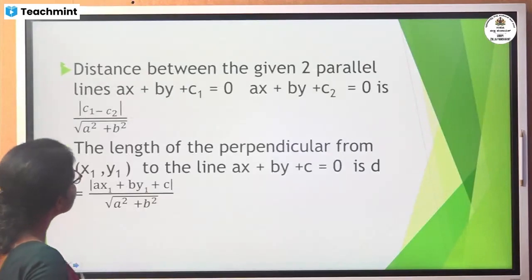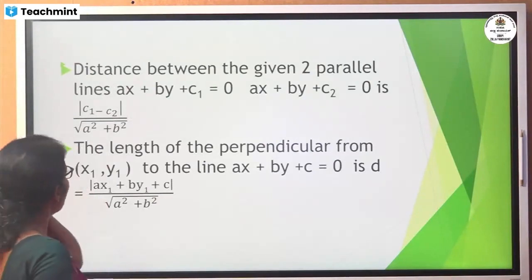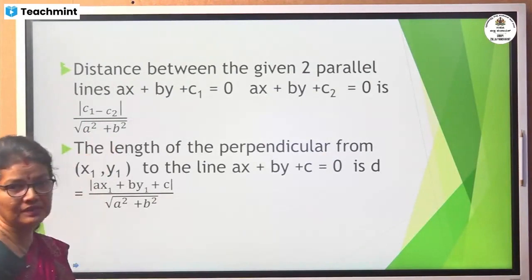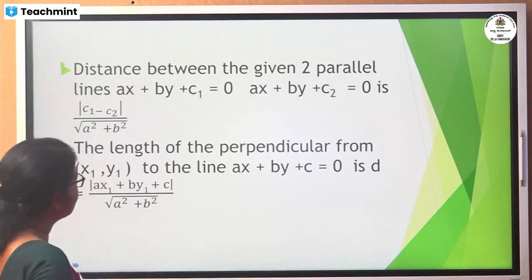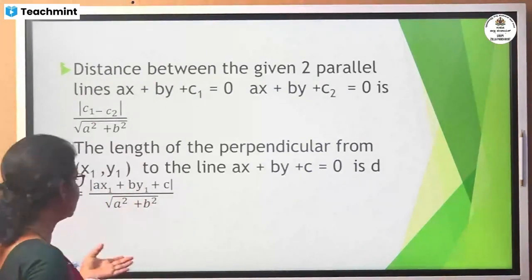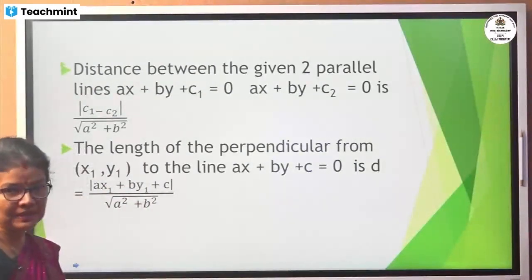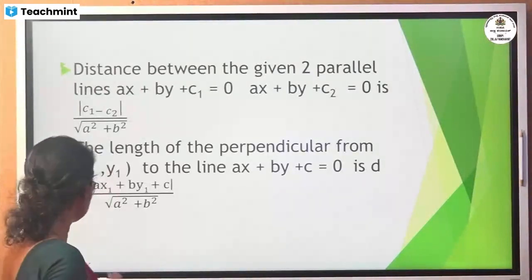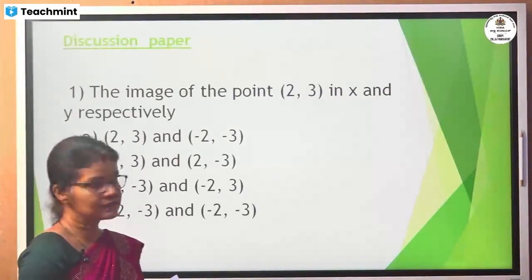Next, the distance between two given parallel lines is mod of (c1 minus c2) divided by root of (a square plus b square). Next one, the length of the perpendicular from (x1, y1), that is from the given point to the line, is mod of (ax1 plus by1 plus c) divided by root of (a square plus b square). Now we'll consider the questions.